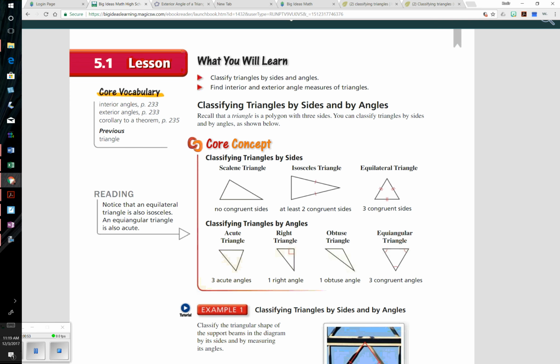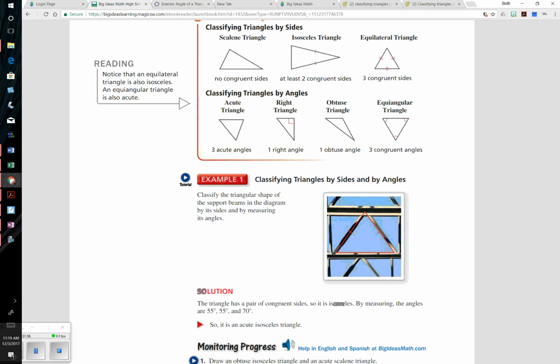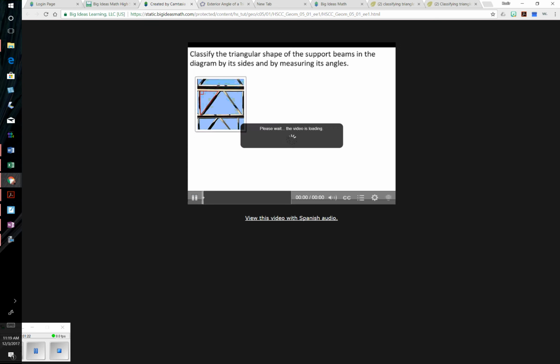And if you notice in here that there was already some notes taken in the same format that's on your worksheet. So basically, I just want you to copy it, but I also want you to know that there are also video links that you can check, such as in this example. They're talking about classify the triangle shape of the support beams in the diagram by its sides and by measuring its angles. So you can click on that video and the video will start.